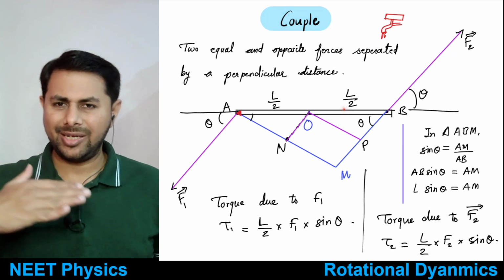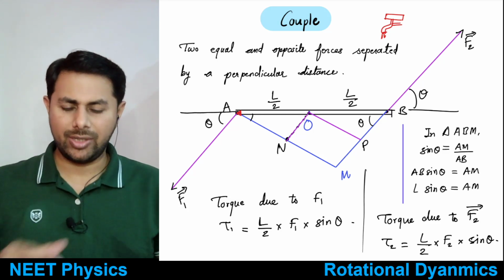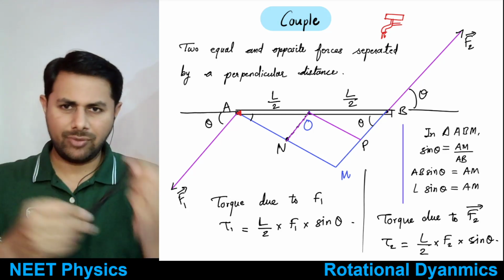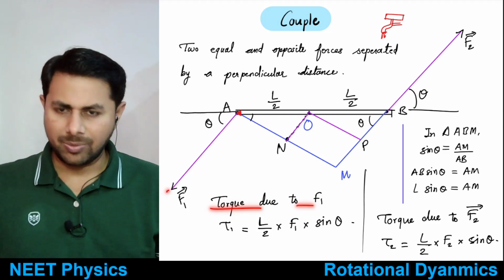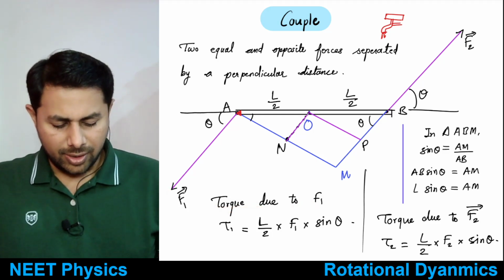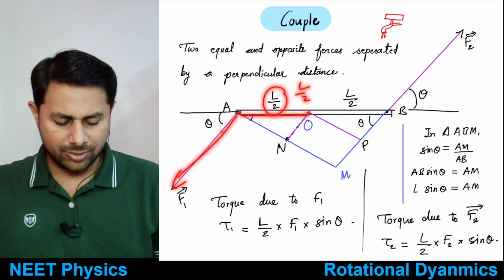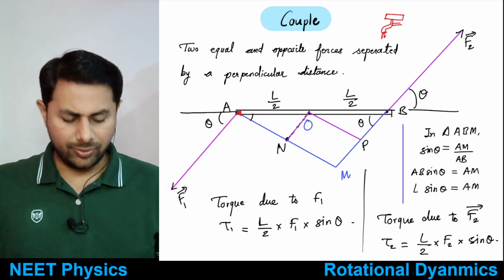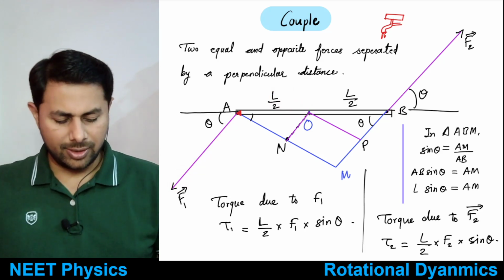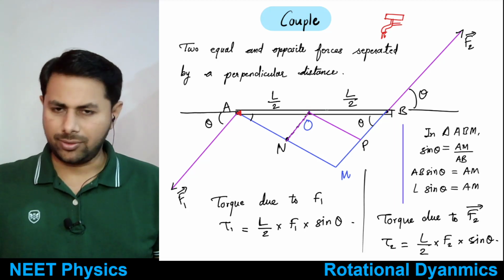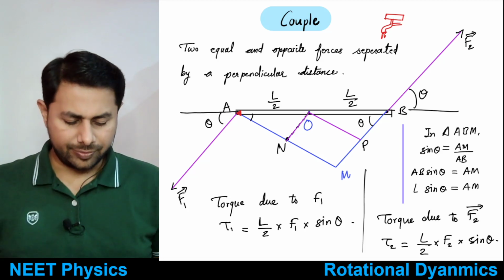So there will not be any linear acceleration because there is no net force. There will be only angular acceleration. Okay, so it will only rotate. So let's find out torque due to F1 and F2, both of them. So see, this F1 is, for simplicity, let's take it at distance L by 2 from this point O. Okay, and suppose the axis of rotation passes through the point O. So suppose the rod can rotate about point O.